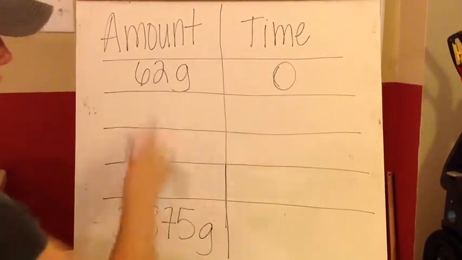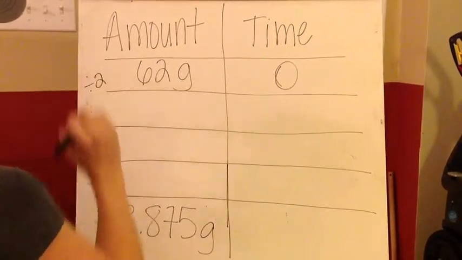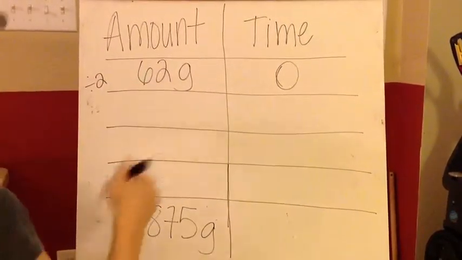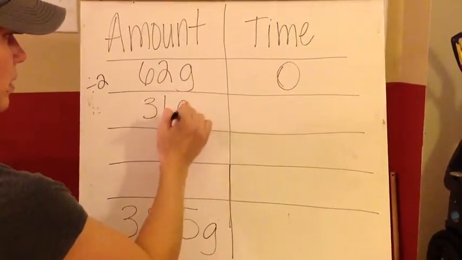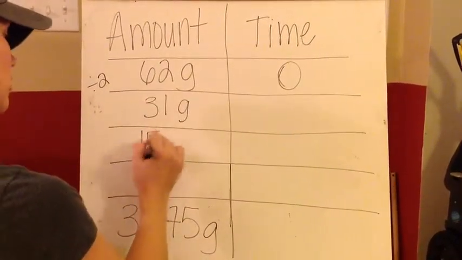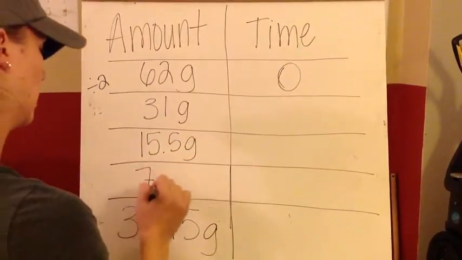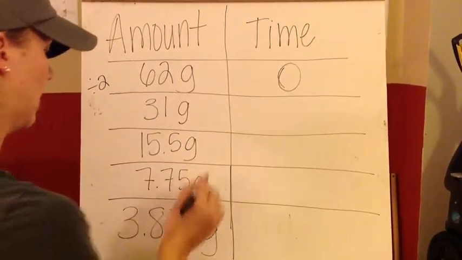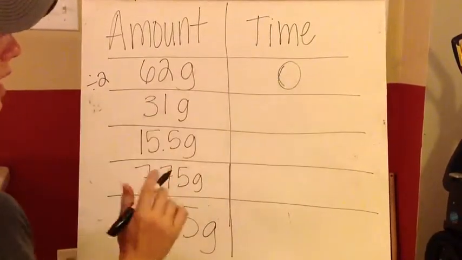So I'm going to fill this side in because over here, all we're doing is dividing by 2. So we're just going to continue to go all the way down and divide by 2. So 62 divided by 2, we get 31. 31 divided by 2, we get 15.5. 15.5 divided by 2 is 7.75. And then, of course, we divide it by 2 one more time to get here.